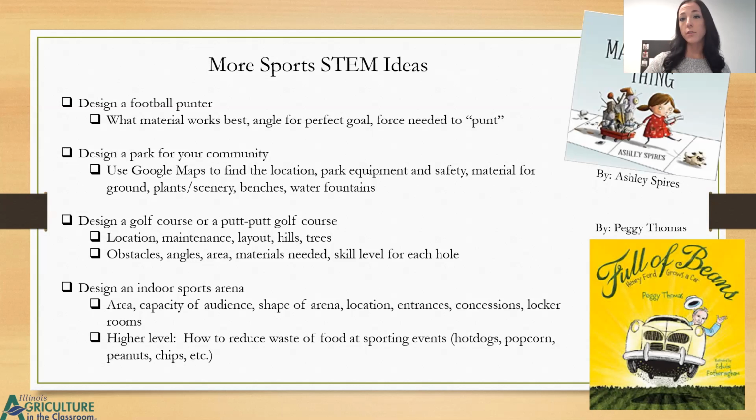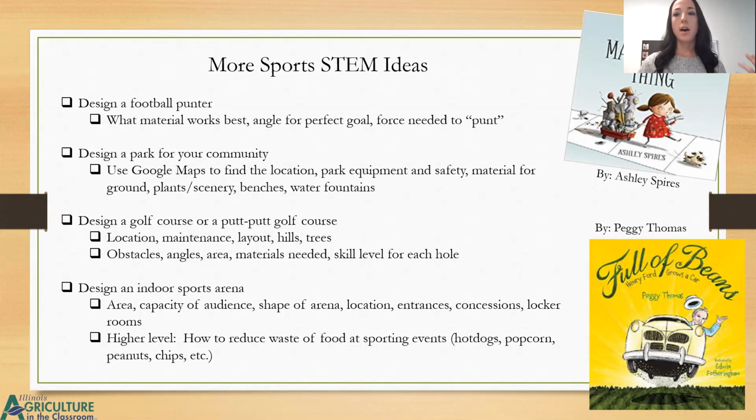We have a lot of communities who need parks, or whose parks need to be redone. So looking at the location, what kind of plants do you want around? How much is it going to cost? What kind of materials do you need? They could actually use Google Maps and look at areas in their community and say, okay, this would be a perfect spot for that. And then we could bring in plants that attract pollinators, and we might need some different material to go under the playground. What's the best to use for that?